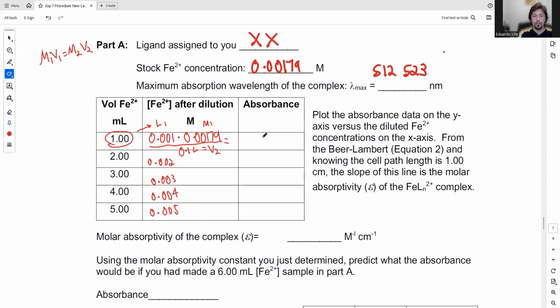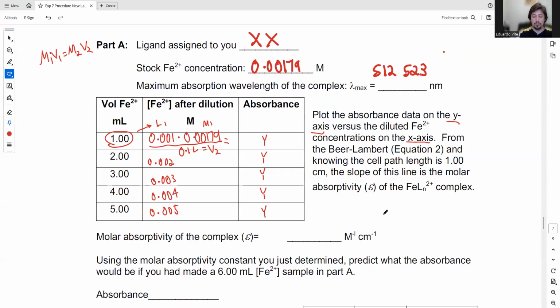Your absorbance, you should have also recorded those values. That is going to be part of your y-axis when you plot it in Excel. It tells you right here, plot the absorbance data on the y-axis, as I just said, versus the diluted Fe2+ concentrations on the x-axis. Then from the Beer-Lambert equation, and knowing the cell path length is 1, the slope of this line is the molar absorptivity of the complex.